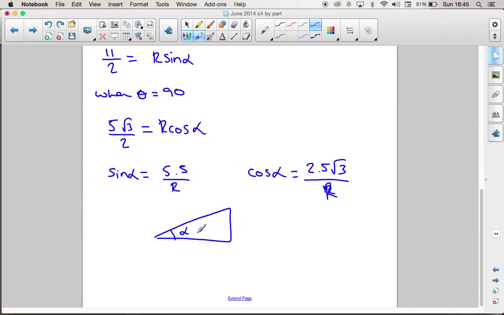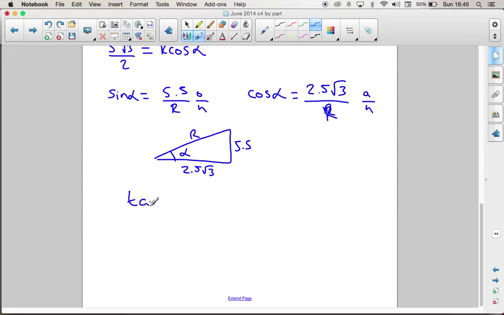So now I've got my alpha here. This is my opposite over my hypotenuse. So we've got 5.5 over r and 2.5 root 3 over r for my adjacent over hypotenuse. Solving that, we're going to get that tan alpha is the opposite over the adjacent. So that means alpha will be the inverse tan of that. So inverse tan of 5.5 divided by 2.5 root 3 is 51.8.